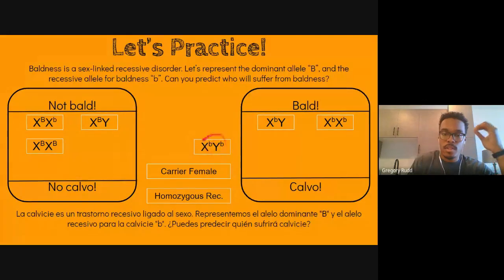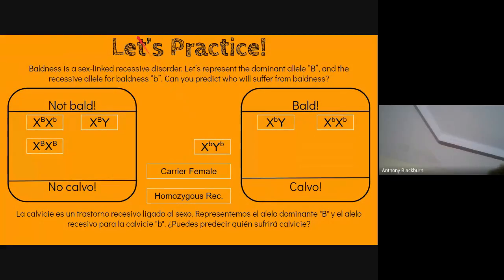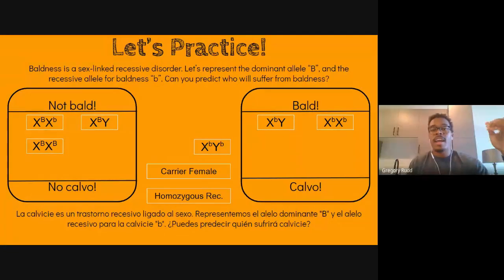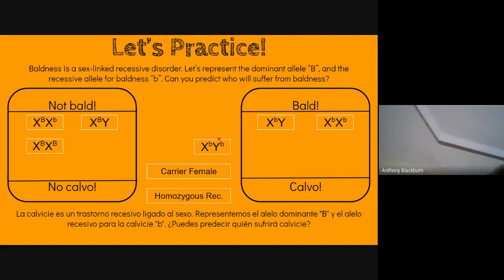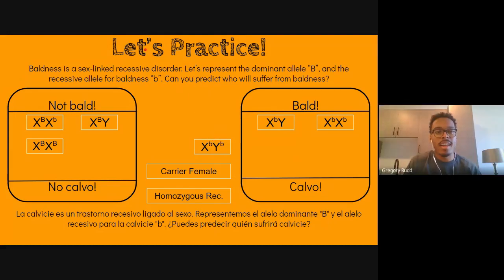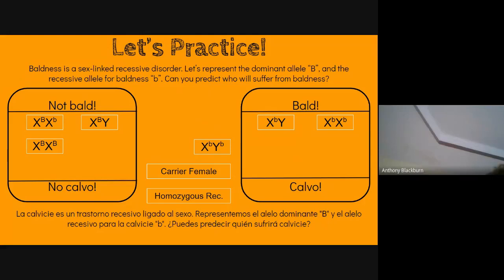What about this person? Bald. Now, Anthony, I like the way you're thinking, because you see these recessive alleles, but something's off about this that you need to be careful about. What's off here? It has a Y.